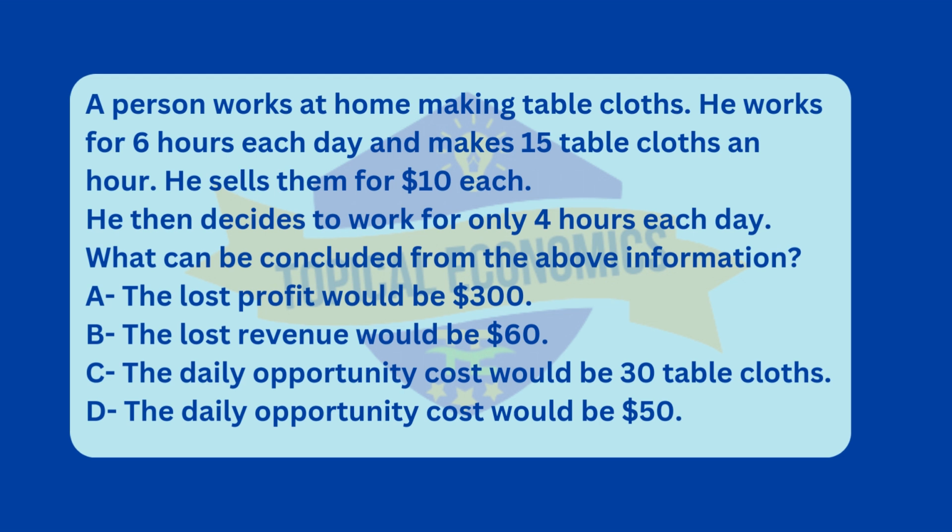Next, we need to know how many tablecloths the person will make if they work only 4 hours a day. If the person works 4 hours per day, they will make 4 hours times 15 tablecloths per hour equals 60 tablecloths. So, what is the lost opportunity? By reducing their work hours from 6 to 4 hours, the person loses the opportunity to make 90 tablecloths minus 60 tablecloths equals 30 tablecloths.